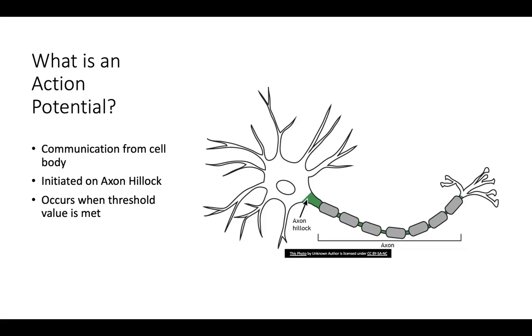These action potentials are initiated right here. We can see this arrow on the axon hillock. That is the point from where the neural soma ends and the axon begins. An action potential only occurs when the neuron hits a membrane potential of a certain threshold. That threshold is called the threshold value. We'll talk a lot more about that in the next slide. I just wanted to briefly touch on that right now.